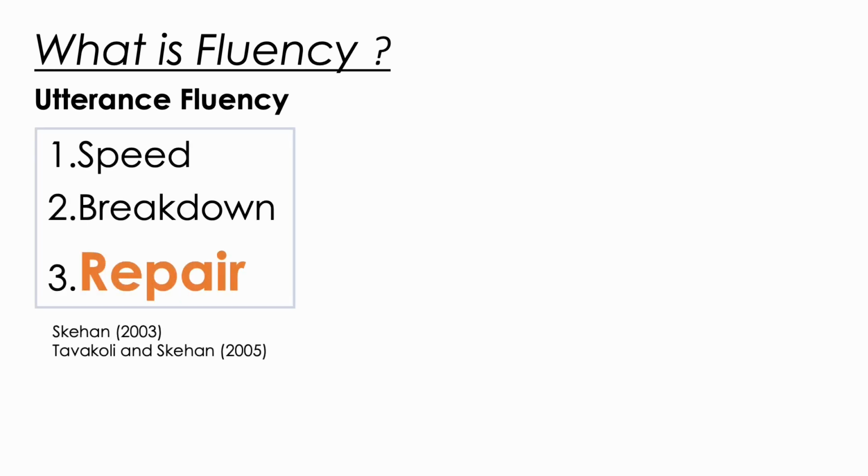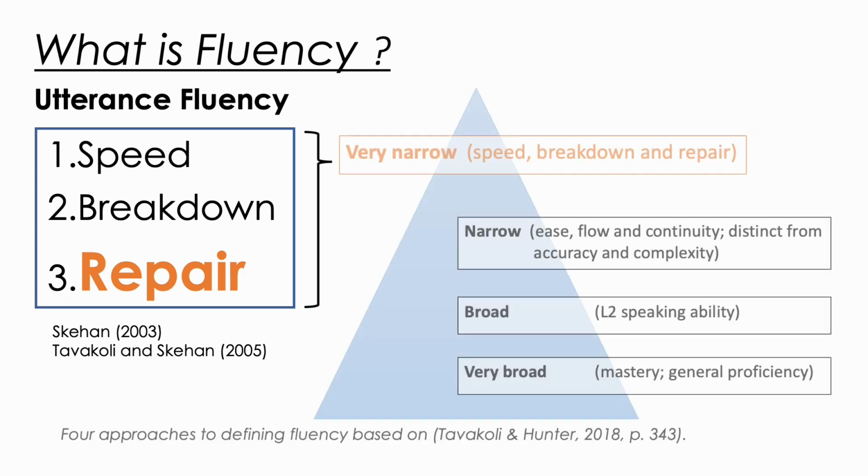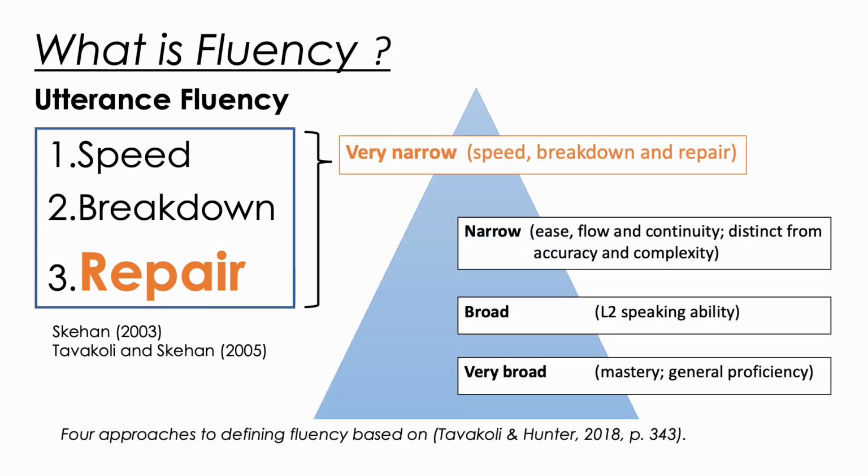Utterance fluency is divided into three aspects, as you see. Speed measures the flow of speech. Breakdown, on the flip side, evaluates the number of pauses and silences that interrupt the flow of discourse. Repair is a measurement which monitors repair strategies. Tavakoli and Hunter divided fluency into four different levels on the pyramid. Then, utterance fluency is categorized from a very narrow perspective.